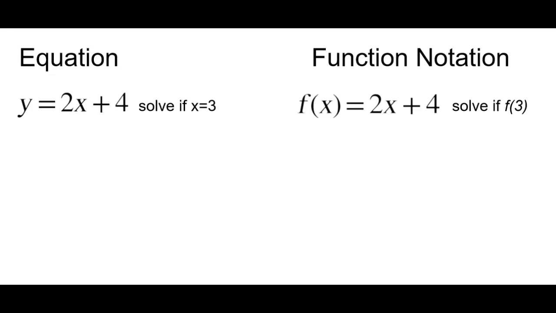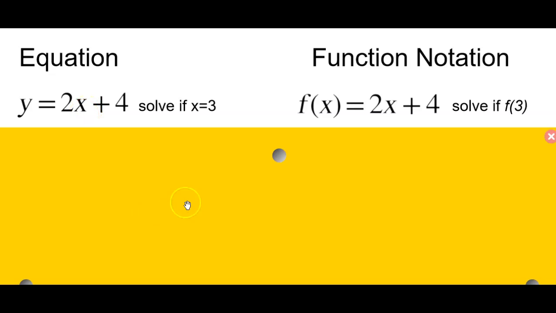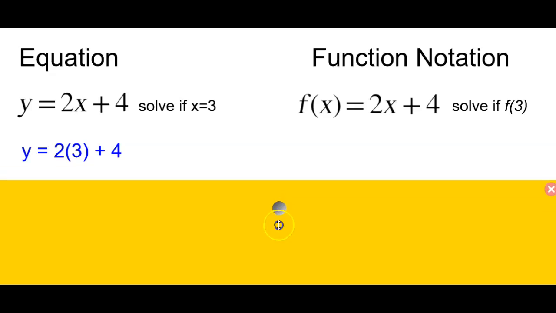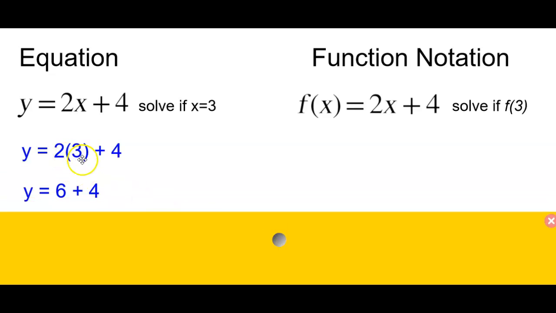So if we were going to solve these, and we had the equation y equals 2x plus 4, and we're going to solve for x equals 3, what would we do? I'm hoping you said we would put the 3 in for the x. You are correct. So what does that look like? Well, I put my 3 where my x is, and then by order of operations, what do I need to do next? Multiply, because there's multiplication. I get 2 times 3 is 6, and 6 plus 4 is 10.